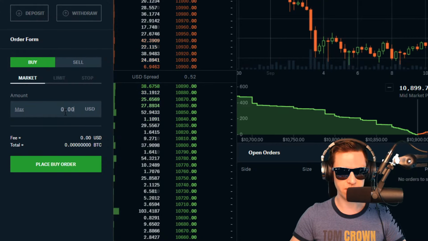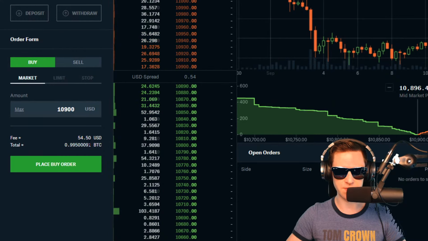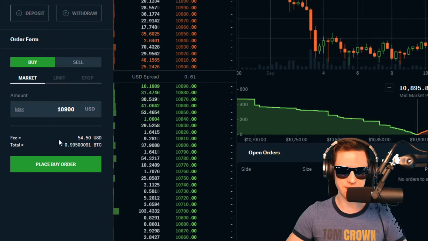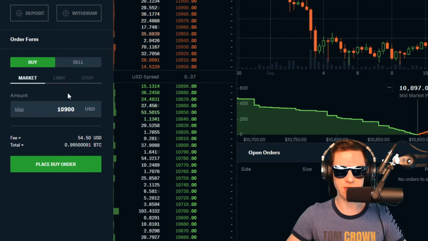So price is currently 10,900. If we were to buy 10,900 USD worth of Bitcoin, we can see down here underneath the fee that would be involved in that, $54.50. And underneath that, the total shows how much Bitcoin we would get if we did execute this order. I don't have $11,000 in this account, so I can't actually place this order, nor would I typically want to. So market orders are instant orders.